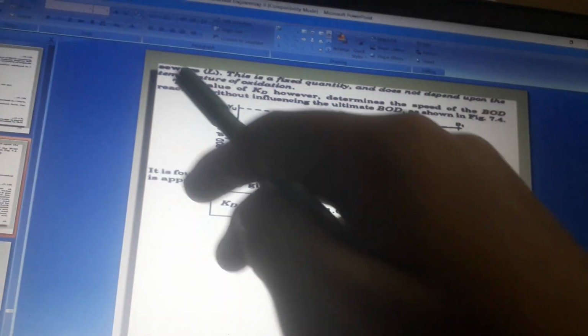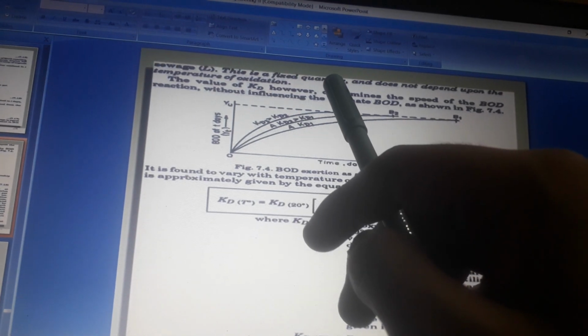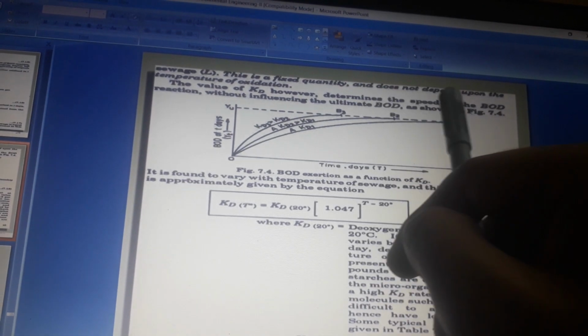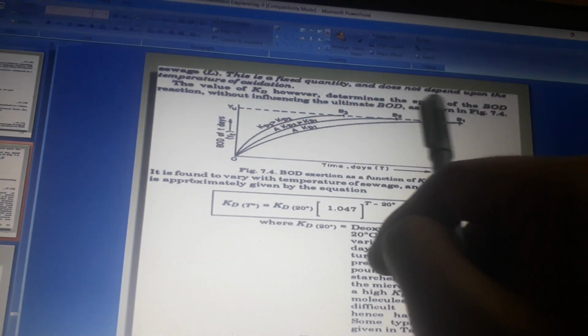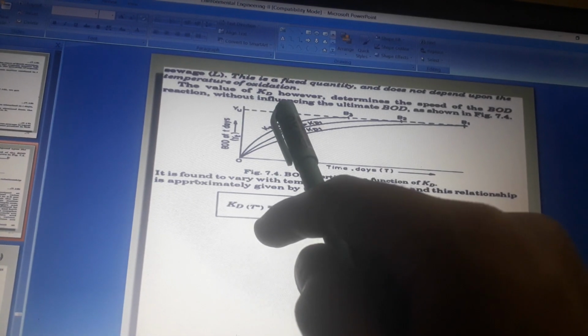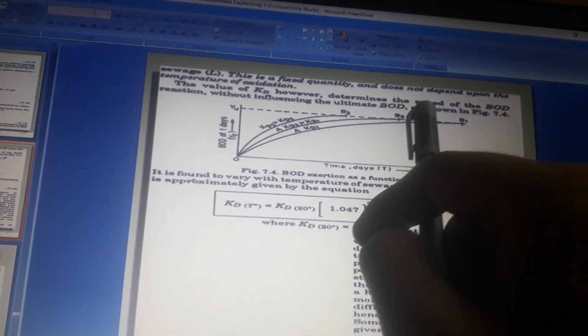Hence the ultimate first stage BOD, Y infinite, of a given sewage is equal to the initial oxygen equivalent of the organic matter present in this sewage, capital L. This is a fixed quantity and does not depend upon the temperature of the oxidation. The value of KD, however, determines the speed of the BOD reaction without influencing ultimate BOD.